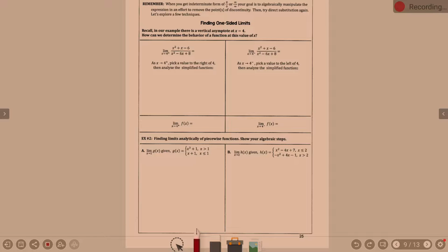So there, as x approaches 4 from the right, notice it says to pick a value to the right of 4 and then analyze the simplified function. Now, the closer you go to 4, the more accurate, yes? What's a really close number to 4?